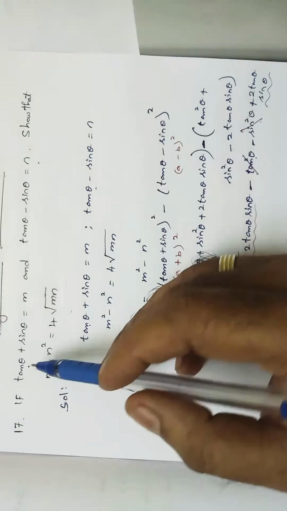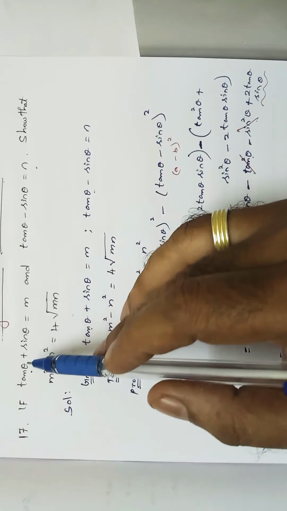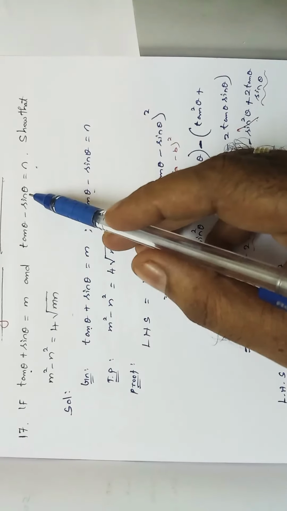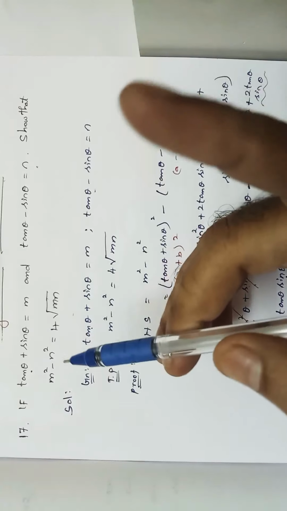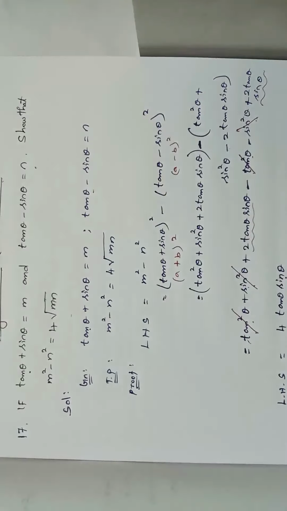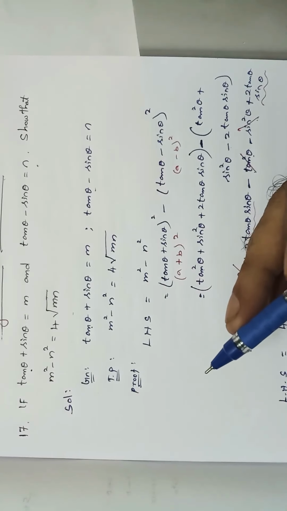Understood? See here we are having like terms, only the symbol changed. Tan theta plus sin theta, here tan theta minus sin theta. So I am just taking as it is and simplifying. We got the simplification. You have to keep it in your mind and analyze how it is possible. If you are taking directly, it will be somewhat difficult. That's why I am saying this.